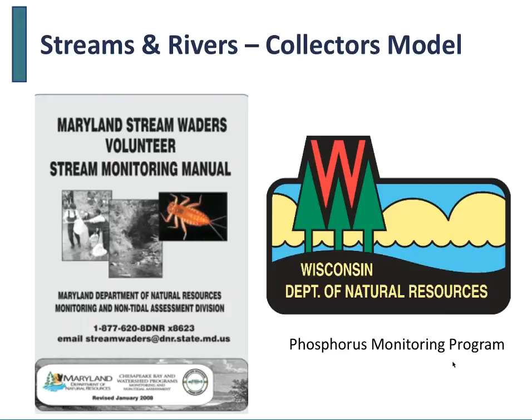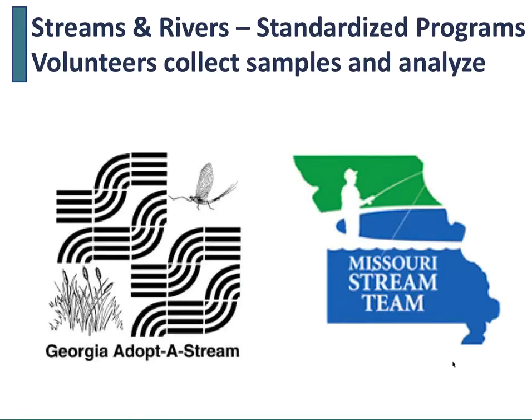So the volunteers are collecting the samples and the state is doing the analysis. Another example of a program I learned about at the National Monitoring Conference was the phosphorus monitoring program taking place through the Wisconsin Department of Natural Resources. Through this program, volunteers collected water samples, and then those samples were sent to certified labs for phosphorus analysis and then used by the state for their integrated reports. So that's an example of a contributory or collectors model approach within volunteer monitoring.